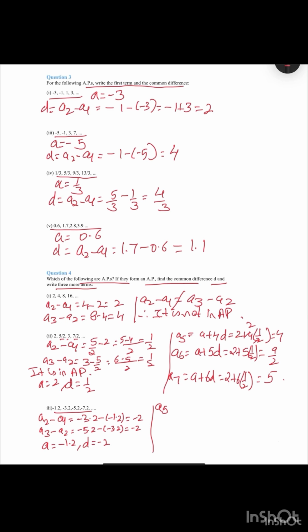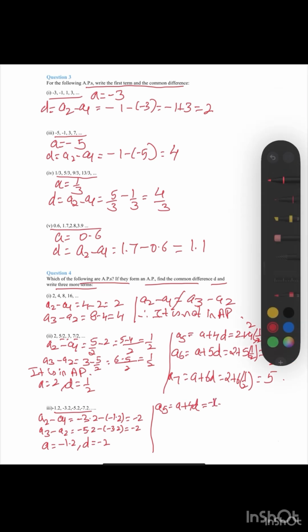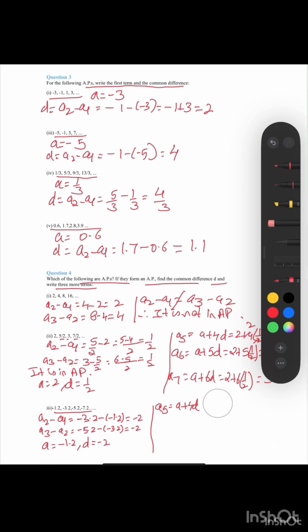Finding out the next term A5. 1, 2, 3, 4. 4 terms are given. A5 will become A plus 4D, that is minus 1.2 plus 4 into minus 2. So that is going to become minus 1.2 minus 8, that is minus 9.2. Minus 1.2 is the value of A, plus 4 into minus 2, that will become minus 9.2.